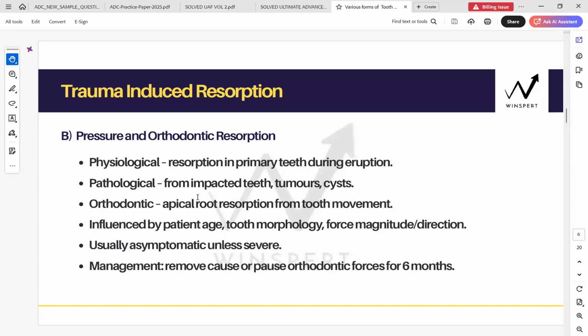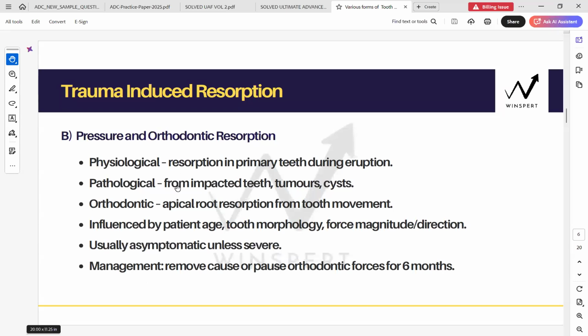So management is extremely important. You pause the ortho forces for 6 months minimum. It's crucial. It is an exact exam question. And then when it stops, does it stop after 6 months? No, it stops immediately, but it takes 6 months for it to stabilize. And you can restart your treatment at least after 6 months. So that is the minimum period to stop.